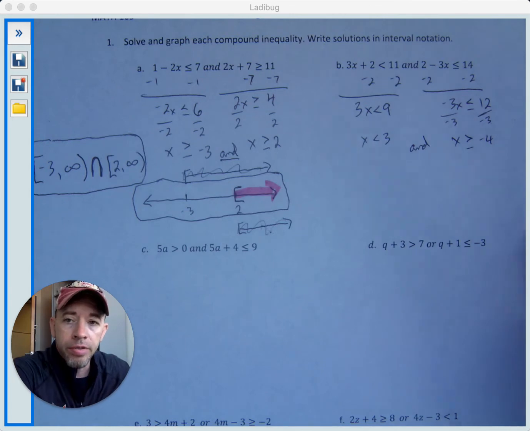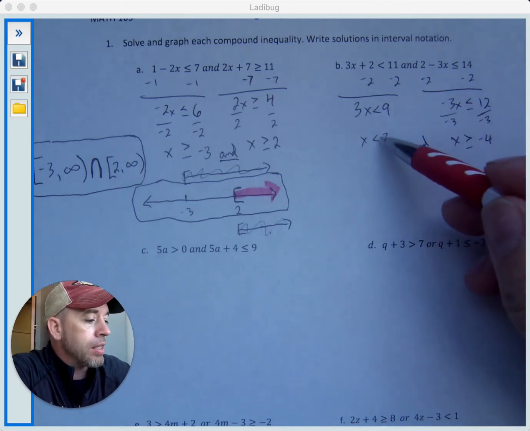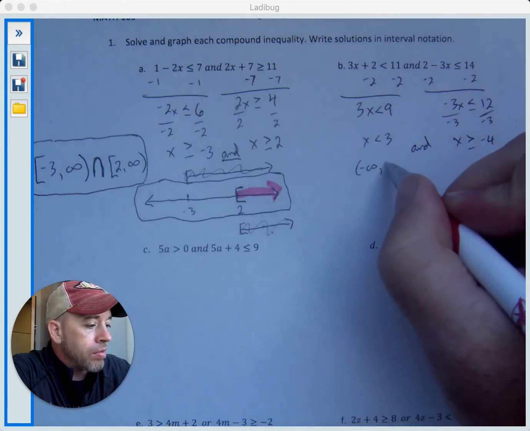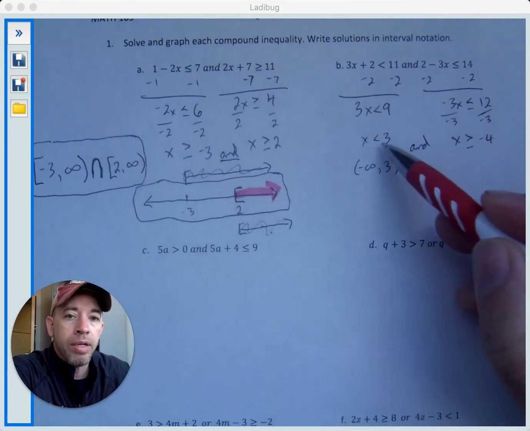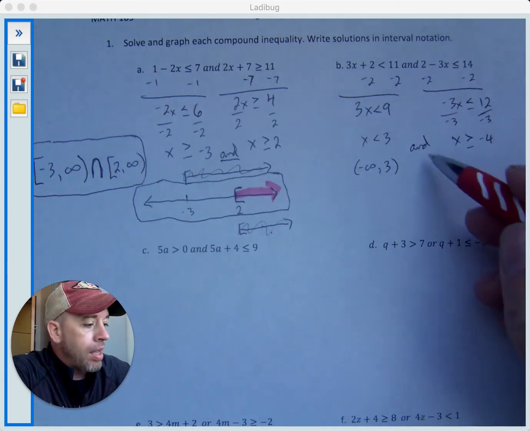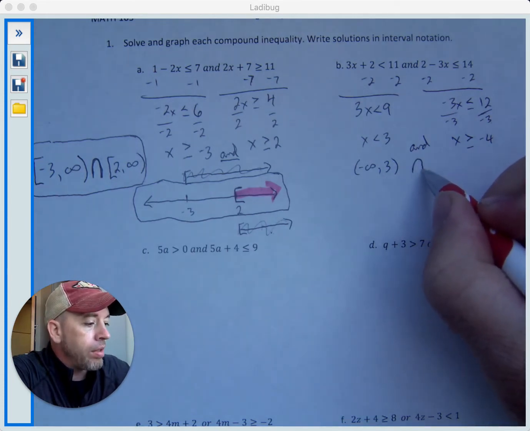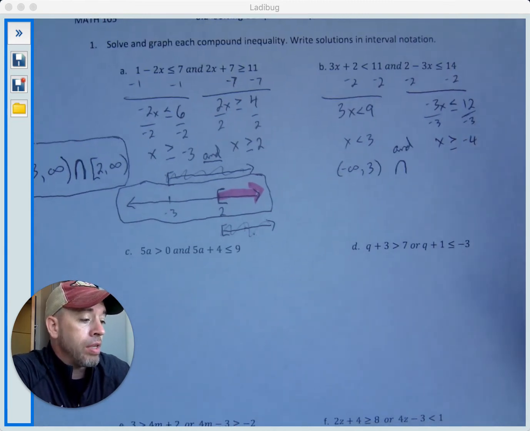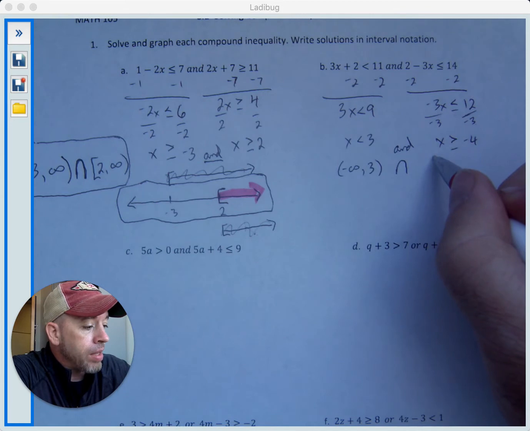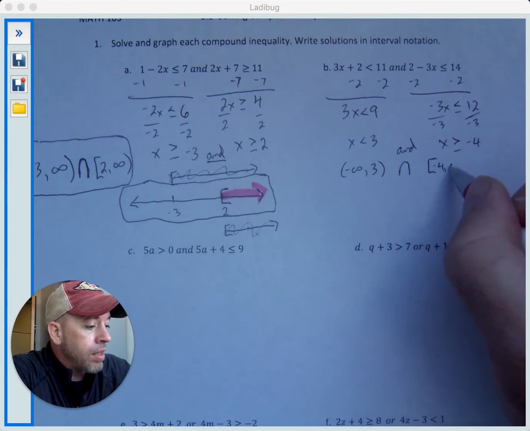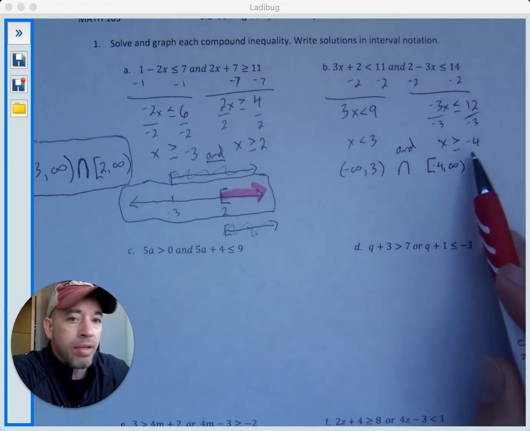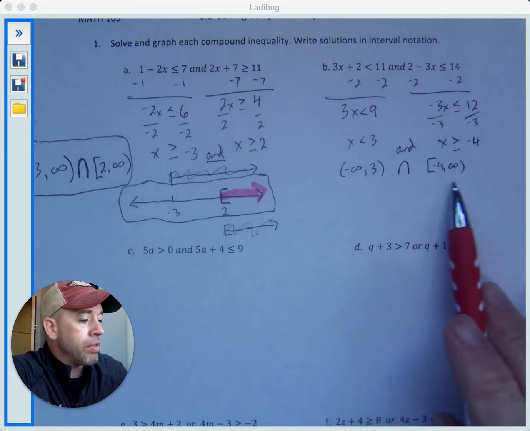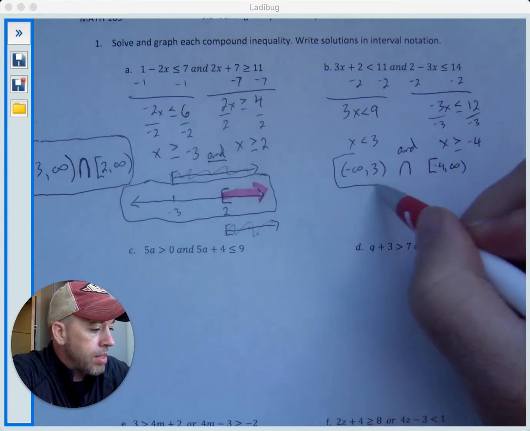Maybe I'll go ahead and do the interval notation here. Okay? Interval notation, x is less than 3. That would be everything from negative infinity to 3, right? We use a parenthesis because there's no equal to bar. And we replace and with the intersection symbol. Okay? And this is x is greater than or equal to negative 4. So that's everything from negative 4 to infinity. And I use a bracket because we do have an equal to bar and the negative 4 is included. So this would be your interval notation. I'll put a box around that. That's my answer, right?